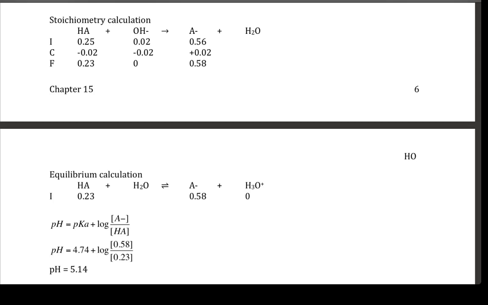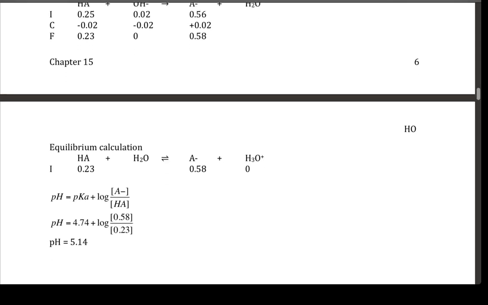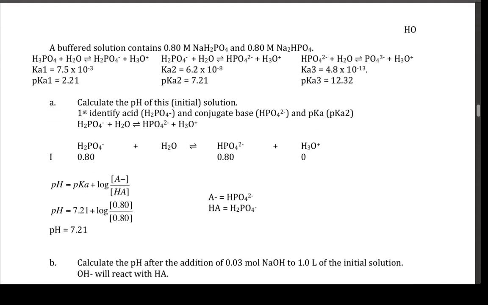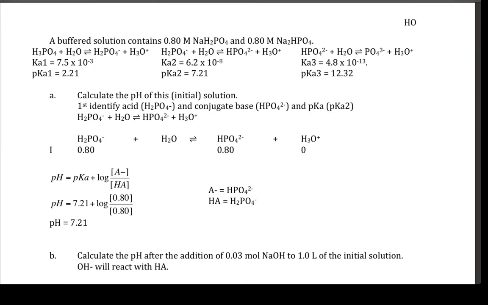Now we go to the Henderson-Hasselbalch equation. We put in the pKa, 4.74. A minus is 0.58 molar, and HA is 0.23 molar. And we calculate the pH to be 5.14. It has gone up now in comparison to where it began because we have added base this time.